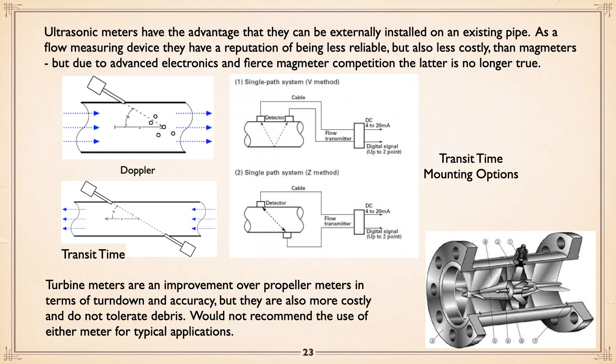Ultrasonic meters. Ultrasonic meters have the advantage that they can be externally installed on an existing pipe. In other words, you don't have to do much with the pipe, you can even strap them on. As a flow measuring device, they have a reputation of being less reliable but less costly than mag meters. But the cost of electronics and fierce mag meter competition has brought the price of mag meters down. So that's not a big deal. Now, with ultrasonic meters, there are two different ways they can be configured. One is Doppler. In other words, basically it's sending out a sound beam and bouncing off particles in the flow, and it then comes back.